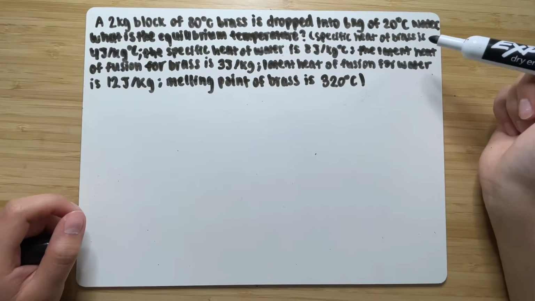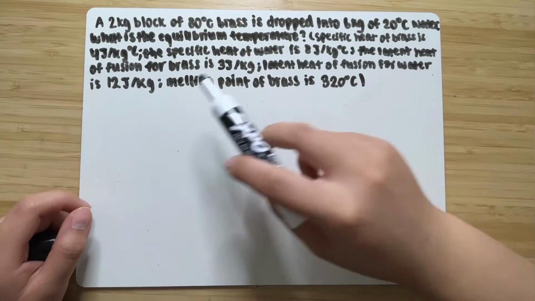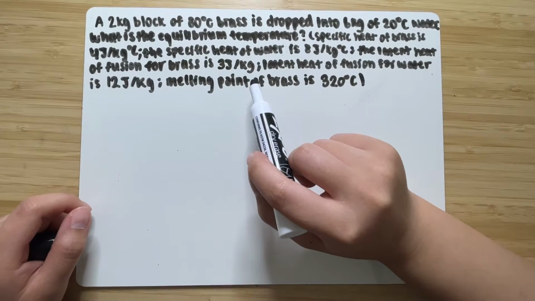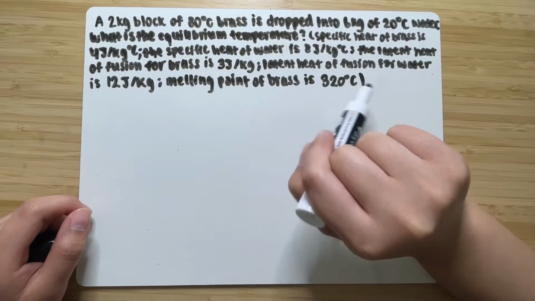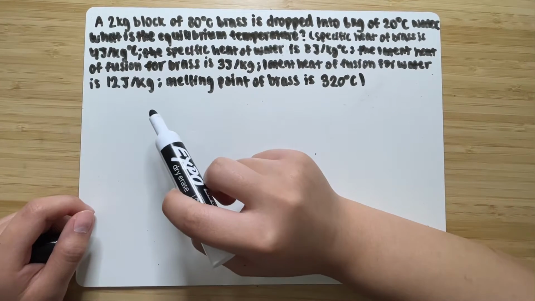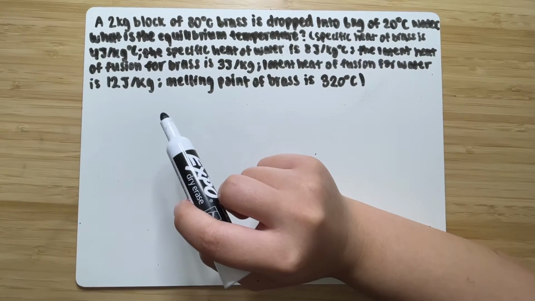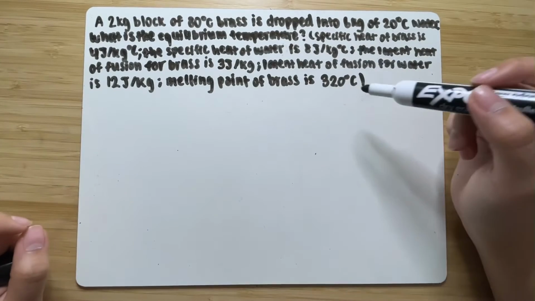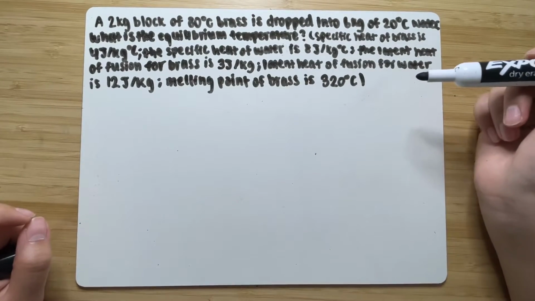The latent heat of fusion for brass is 3 joules per kg. The latent heat of fusion for water is 12 joules per kg. And the melting point of brass is 320 degrees Celsius. Okay.